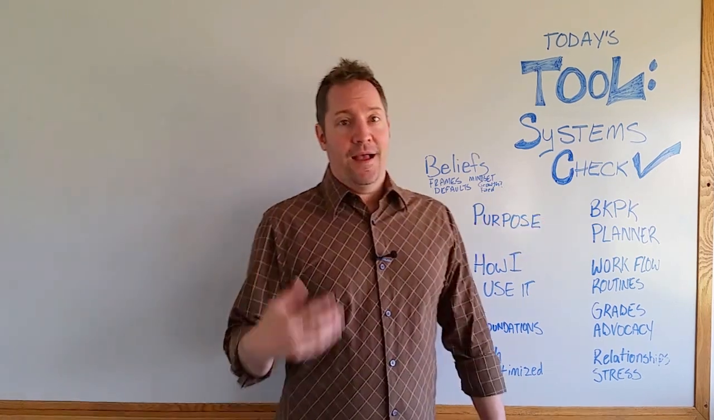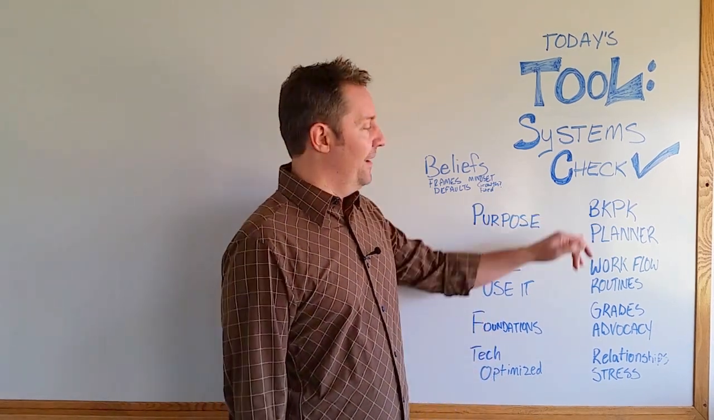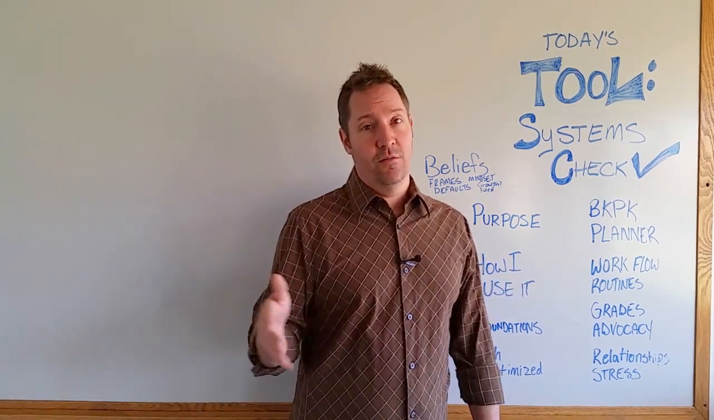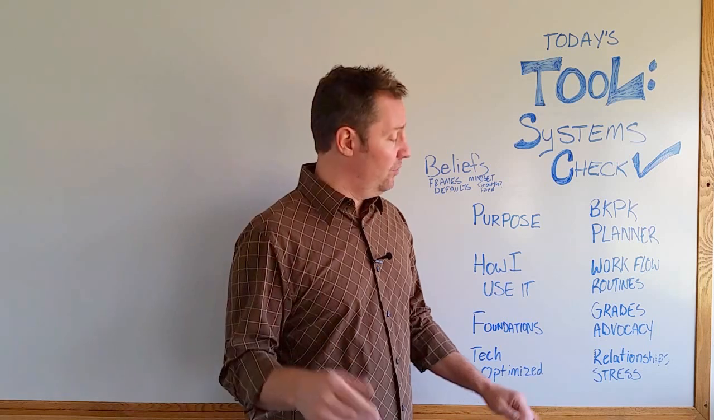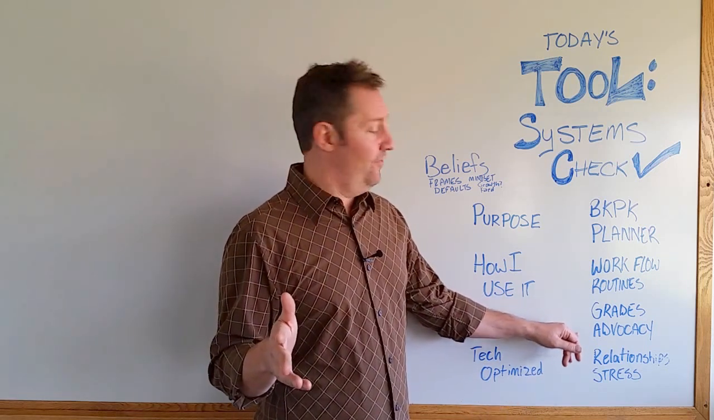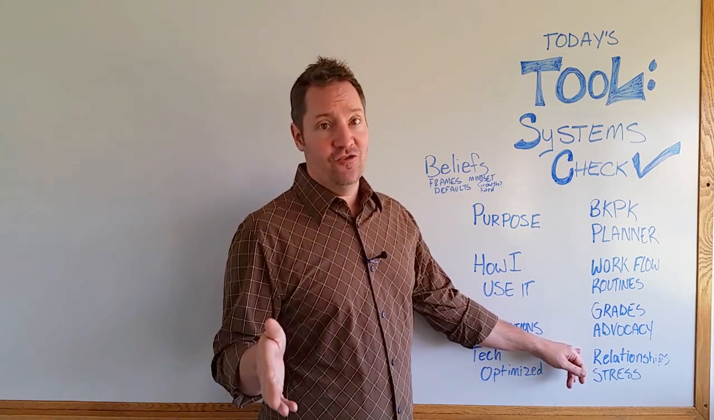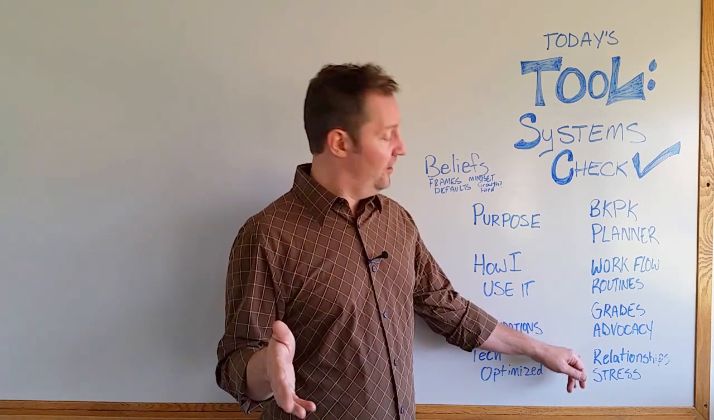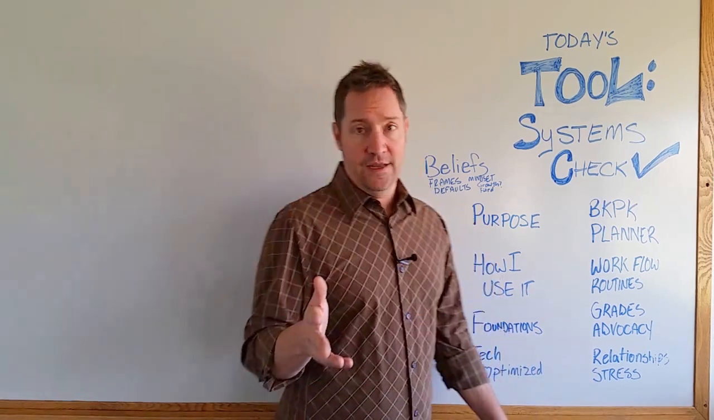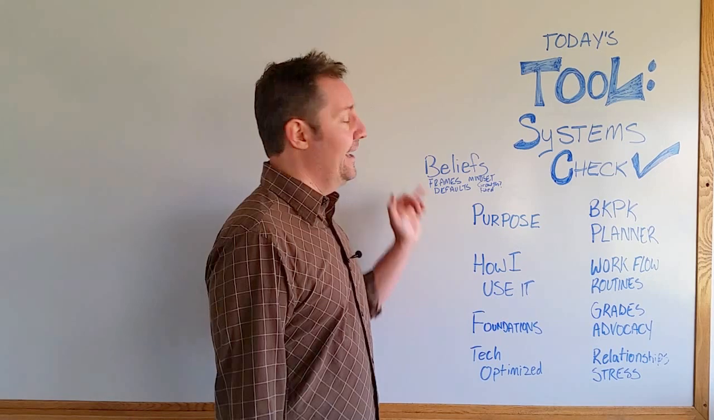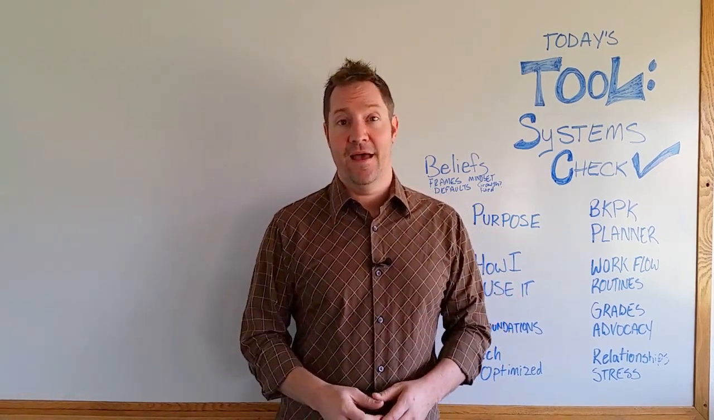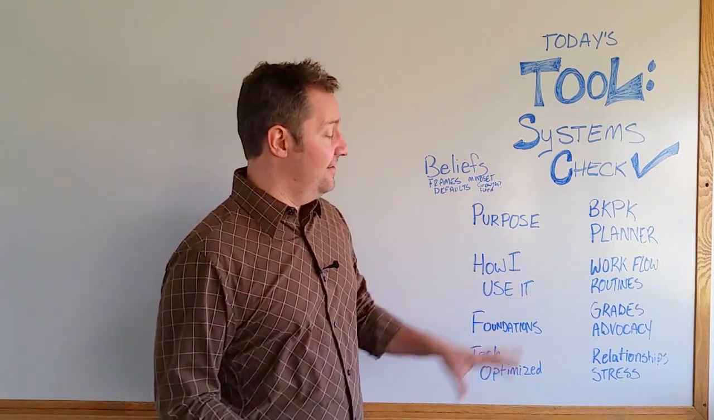Is my backpack optimized? How's that system working for me? How's my planner system working for me? How's my workflow system working for me? How are my routines working for me? How are my grades? Do I need to advocate for myself? How are my relationships working for me? And do I need to change anything there? How's my stress level? And do I need to do anything to change that? And are my beliefs optimized to really help me have the best life that I can have? So that is the systems check.